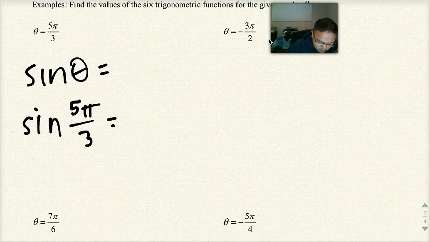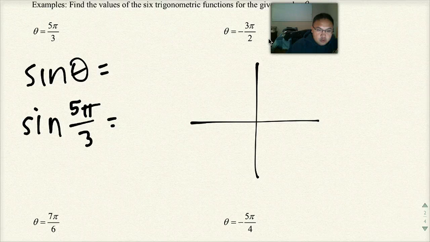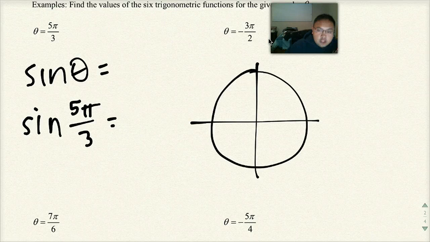How the unit circle works, let me give you the shortcut. So here is the unit circle, and again, we'll go over this in class. In a unit circle, the radius for every direction is a radius of 1.